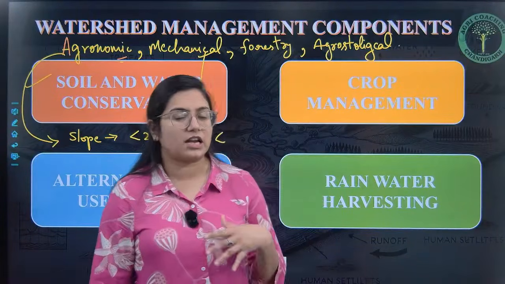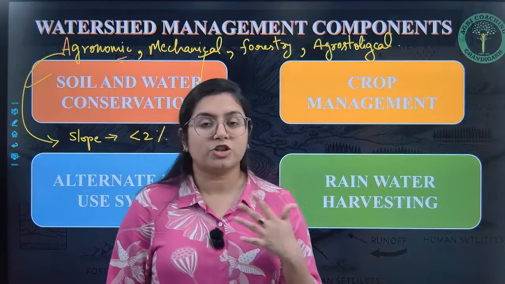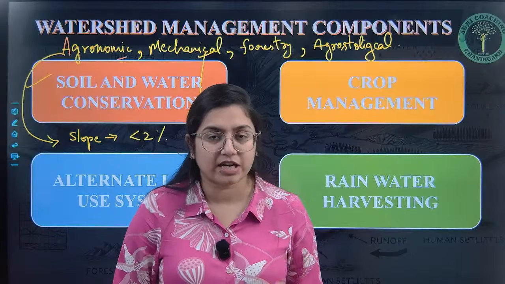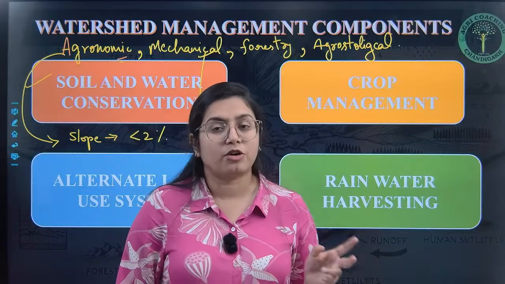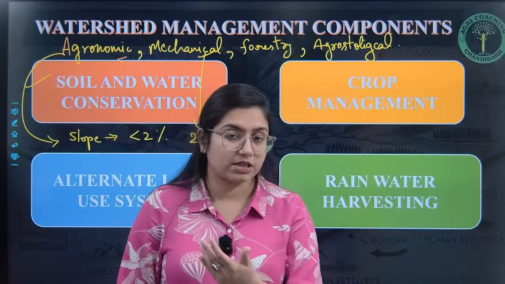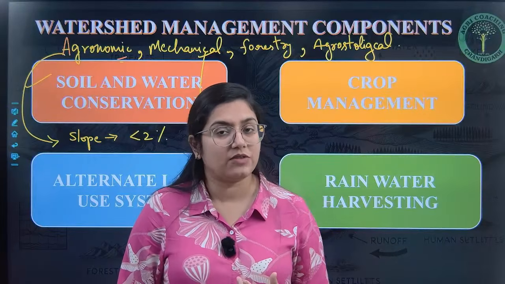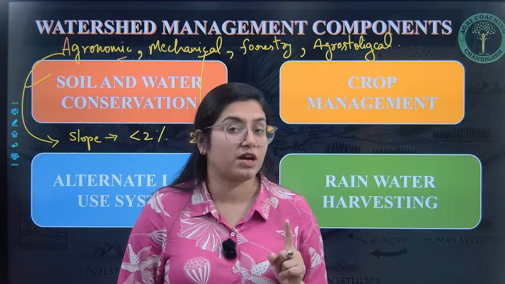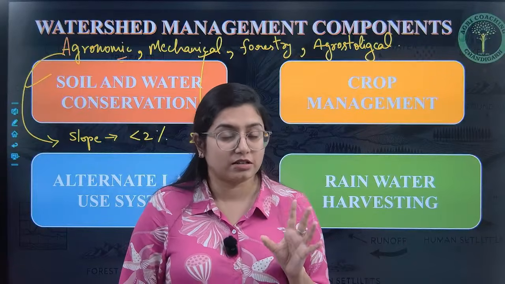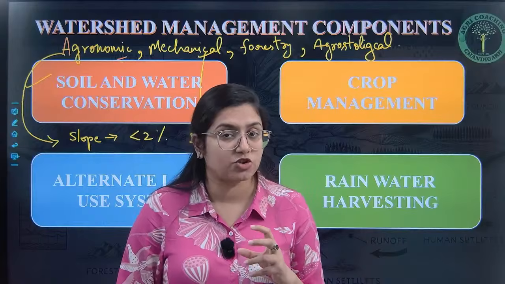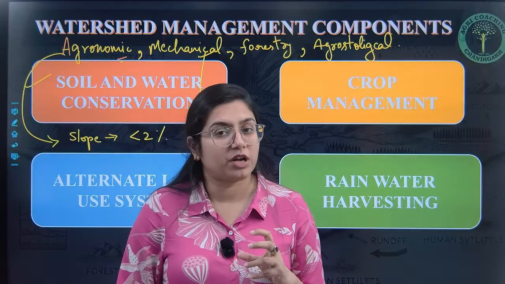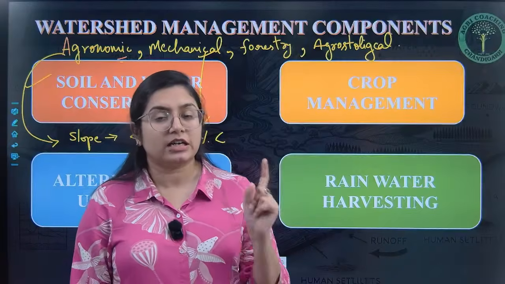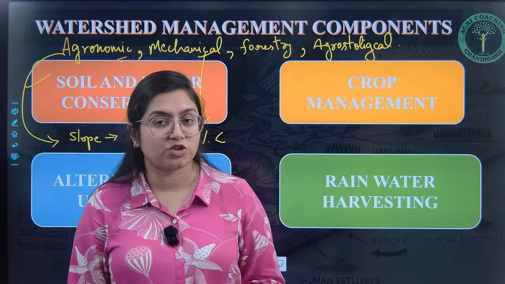Forestry measures means that we should opt for windbreaks and shelter belts. Why? Because windbreaks and shelter belts both protect our farms and crops from high velocity wind. And high velocity wind holds a great potential in increasing the rate of evapotranspiration. There is a simple concept that whenever the wind velocity is high, definitely the rate of evapotranspiration will increase.